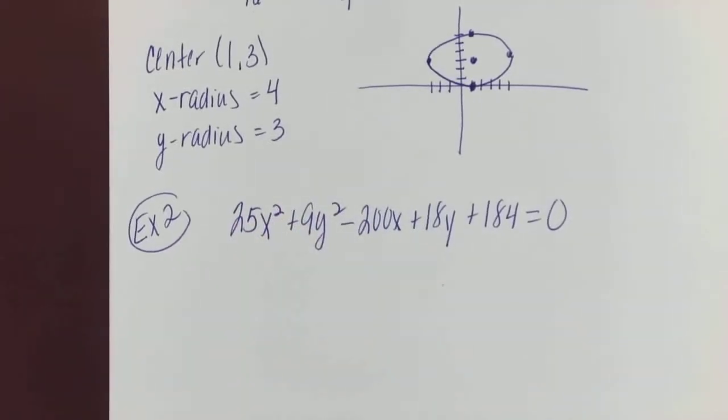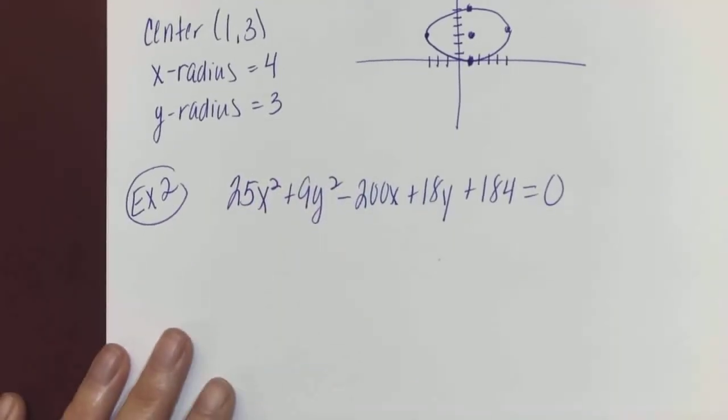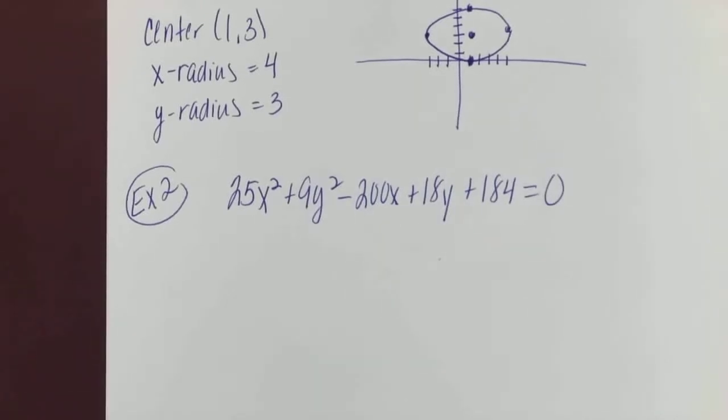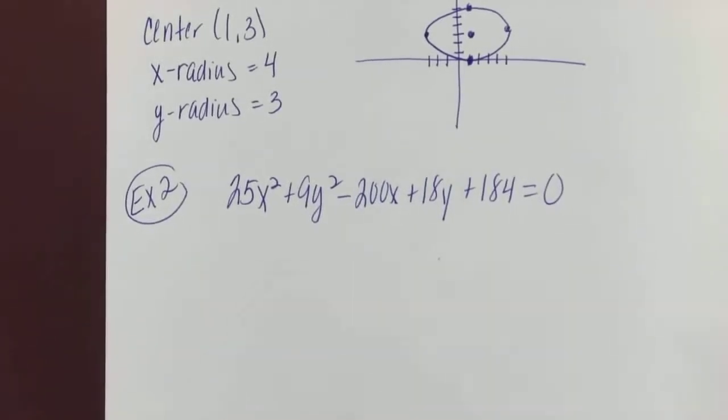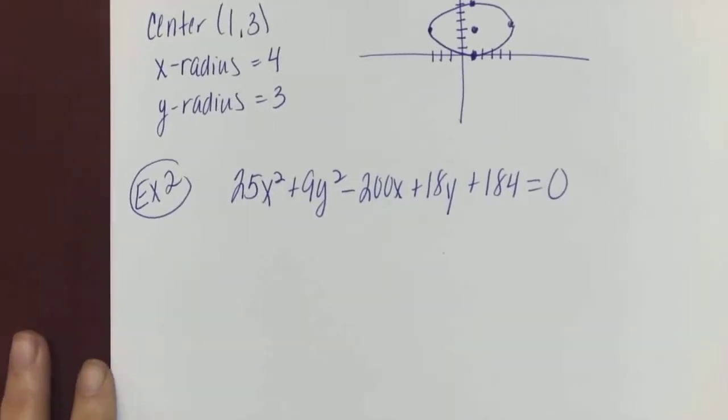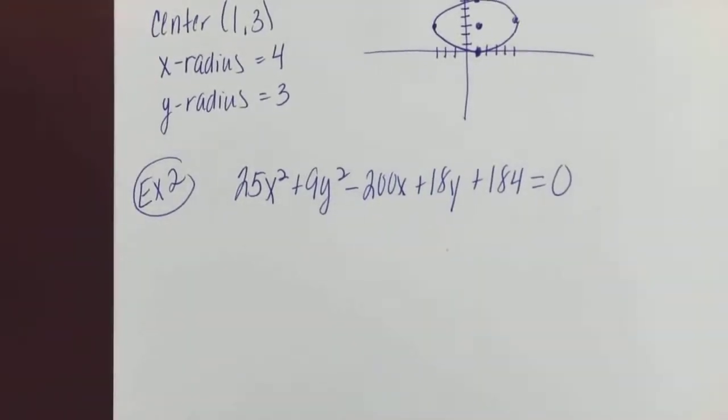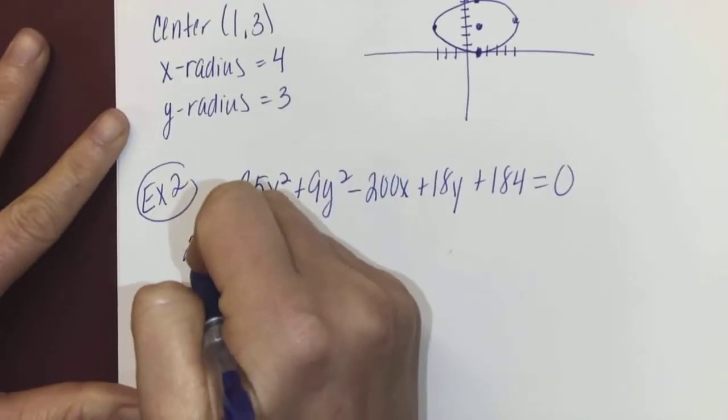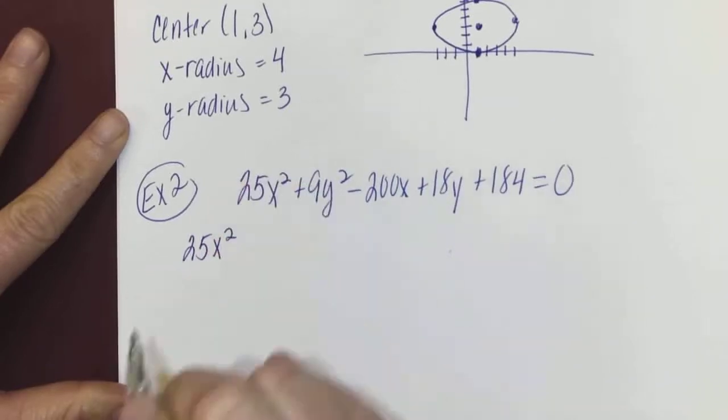Now example 2 is not quite as easy because it's not in what I like to call the center radius form. But we still work it, complete the square like we did for the circle. It's not too bad. First thing we'll do is we'll put everything in order. We'll put our x stuff together and our y stuff together.